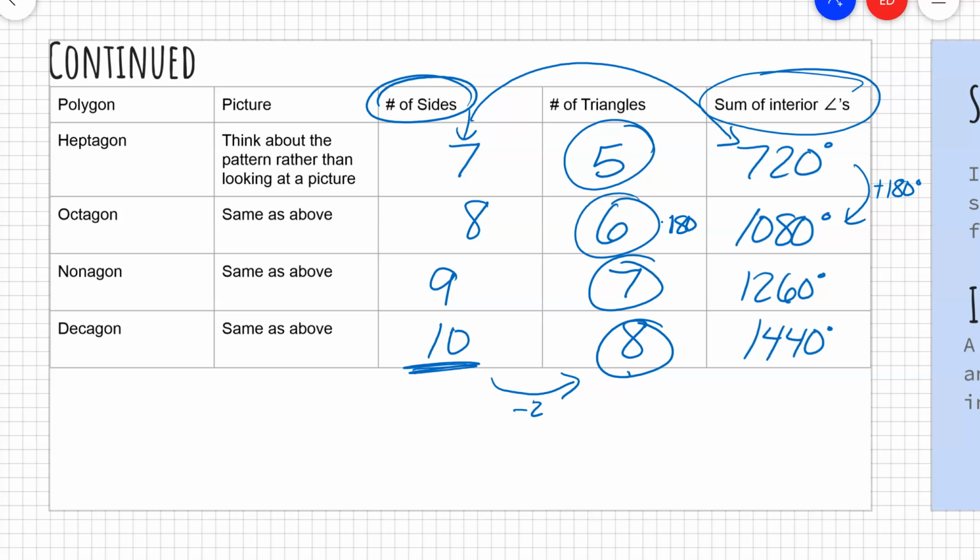So if I had a decagon and I knew that it was going to end up having 10 sides, I can subtract 2 and then multiply that number by 180. So that would be 8 times 180, which would give me 1,440.